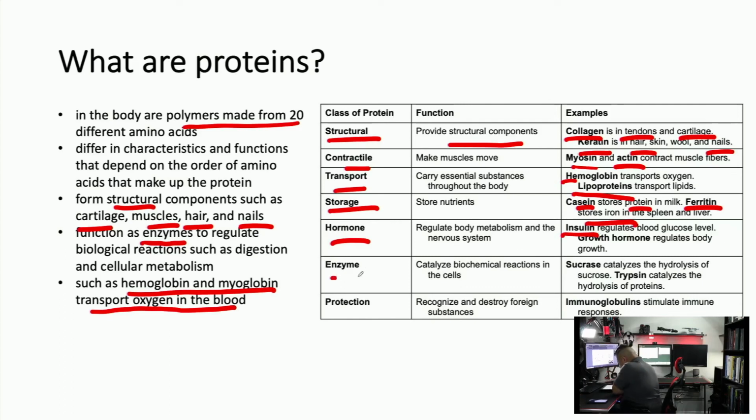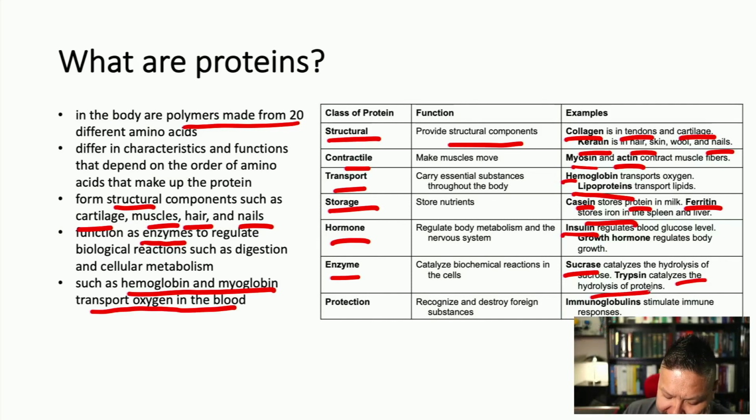And then, of course, we have enzymes, which I already talked about. There are all kinds of enzymes like sucrase, which hydrolyzes sucrose, and trypsin, which hydrolyzes proteins, which means breaks them apart using water. And then there's protection, which is proteins that recognize and destroy foreign substances like the ones in your immune system, right? Those are the immunoglobulins, which are antibodies, responsible for identifying antigens in your immune system.